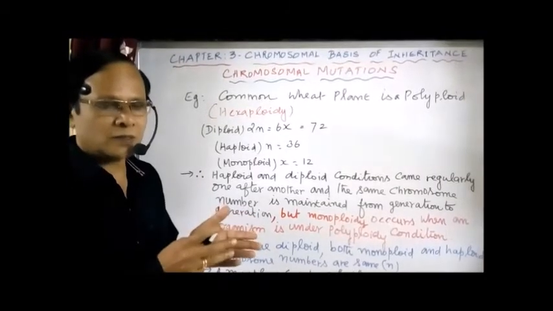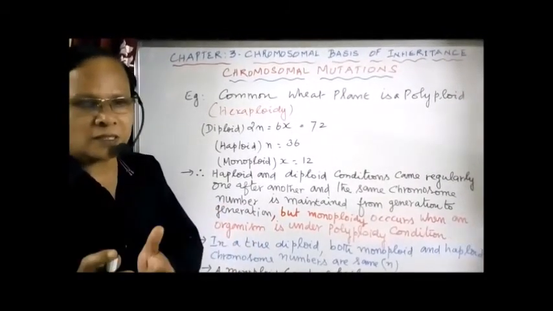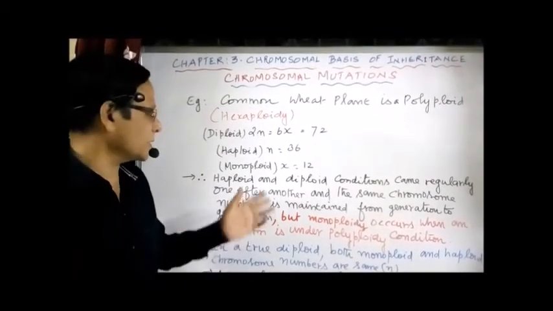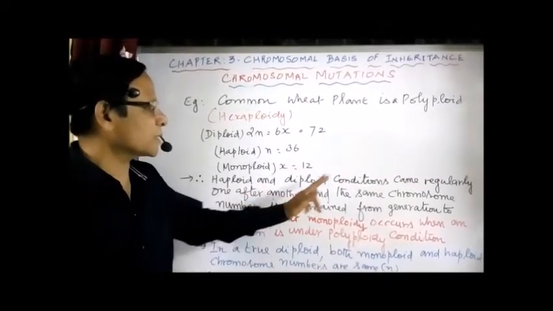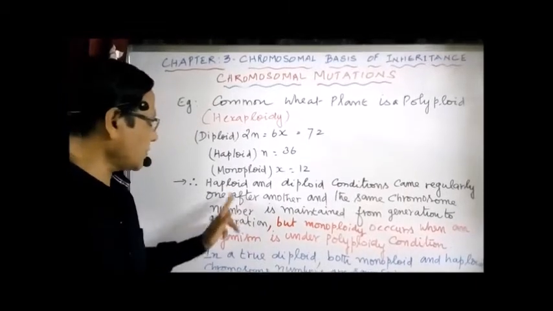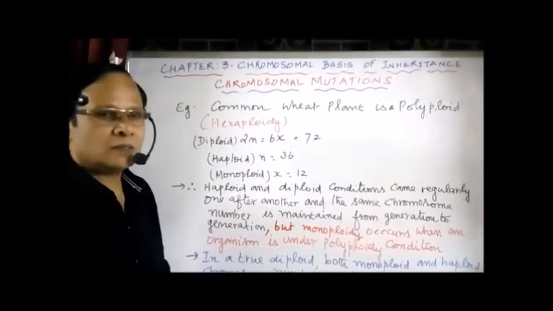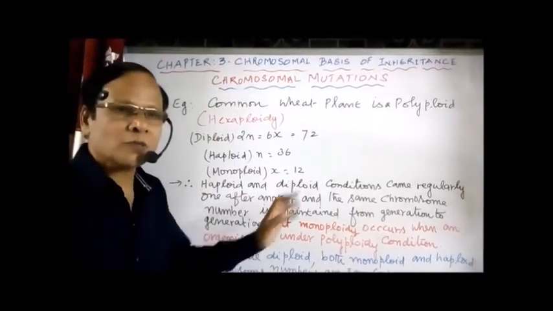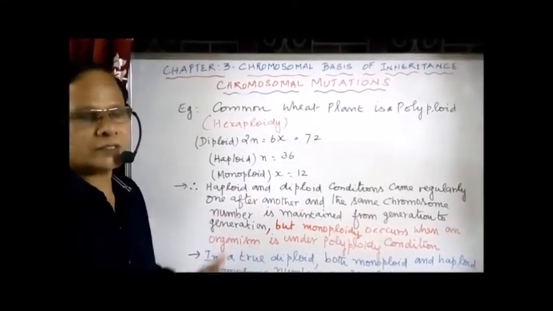So a diploid organism produces the gametes, that is n. Once again, the diploid condition is restored during fertilization. That's why I'm writing it like that. Haploid and diploid conditions come regularly one after another during the reproductive process, and the same chromosome number is maintained.